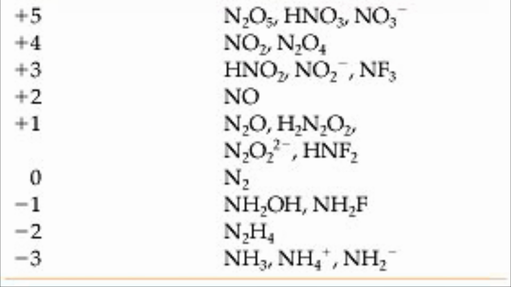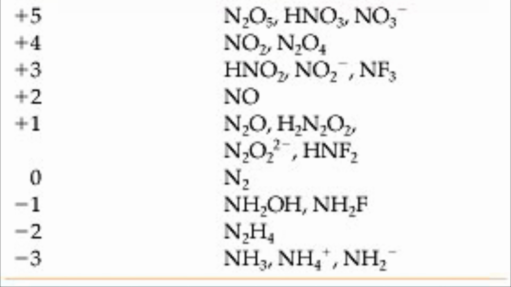The first element, nitrogen, exhibits several oxidation states from -3 to +5. This ability of nitrogen to show such a variety of oxidation states is due to its small size, high electronegativity and a strong tendency to form p-pi bonds.